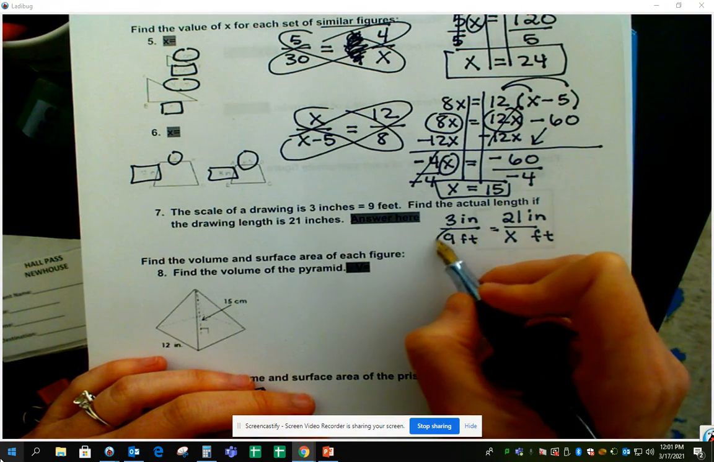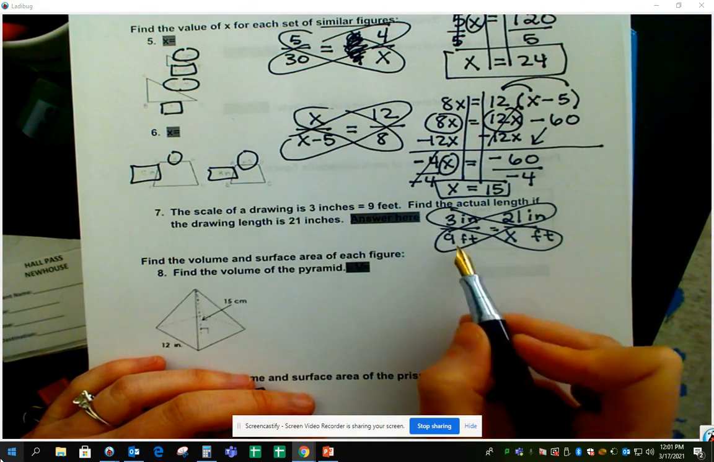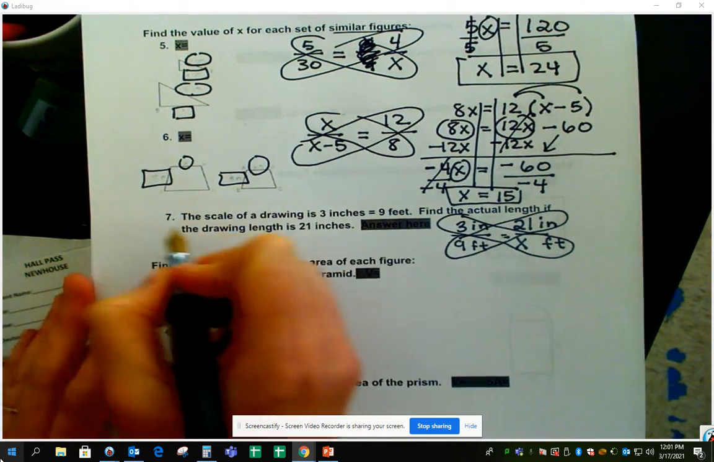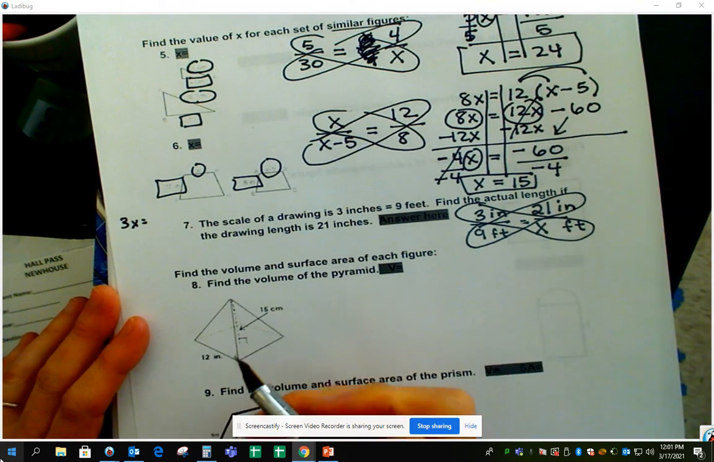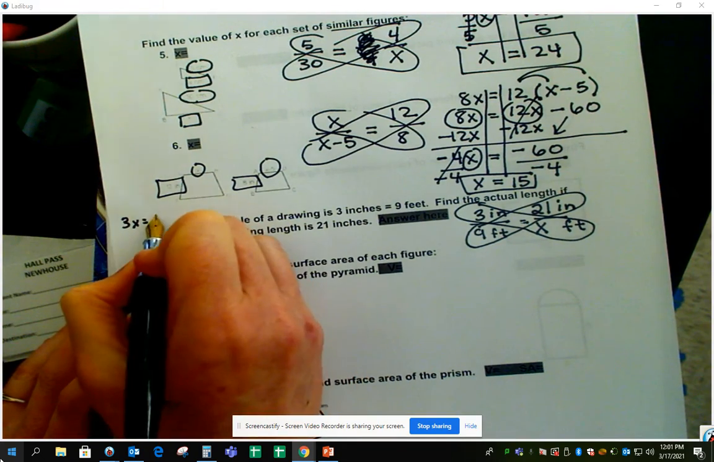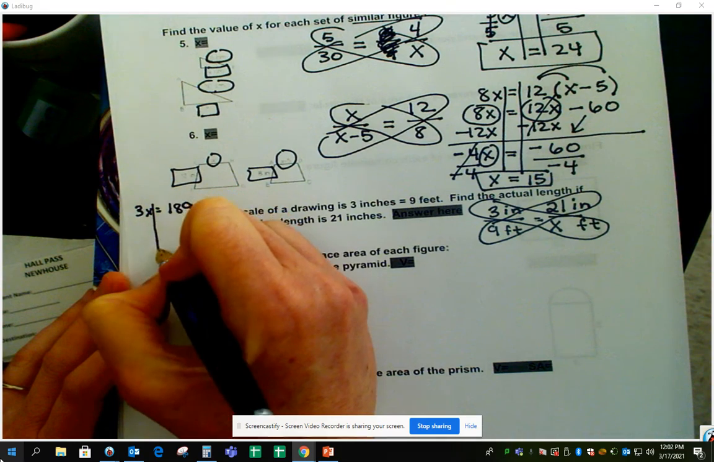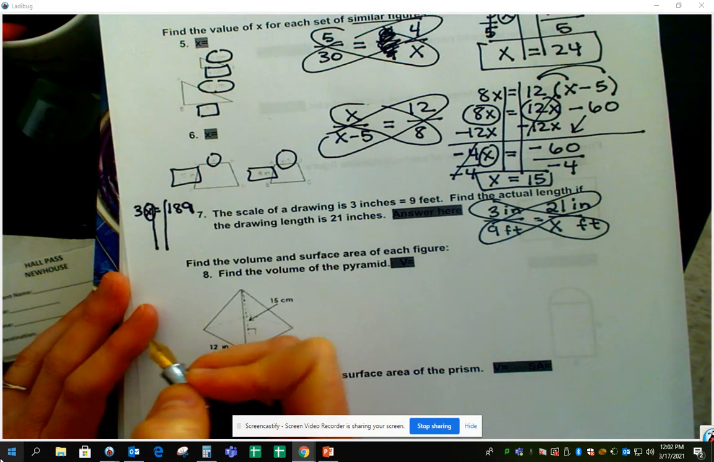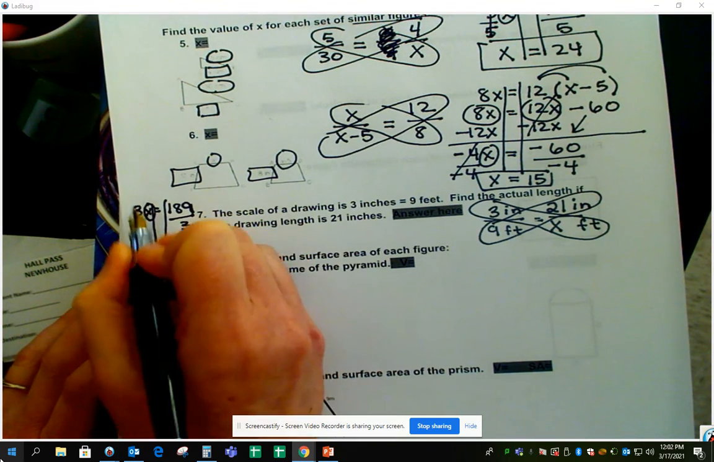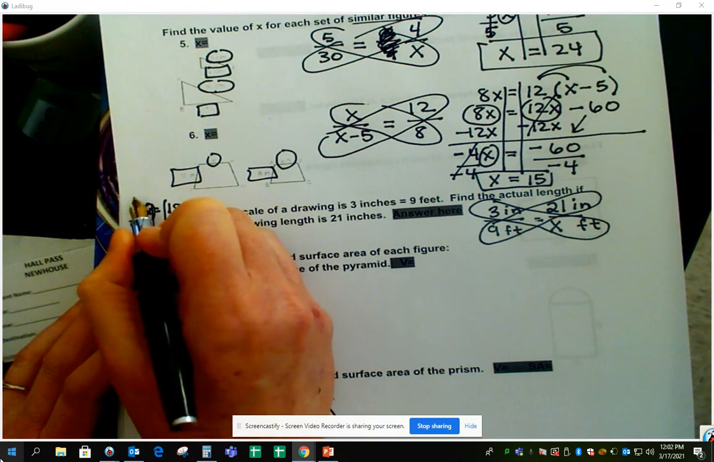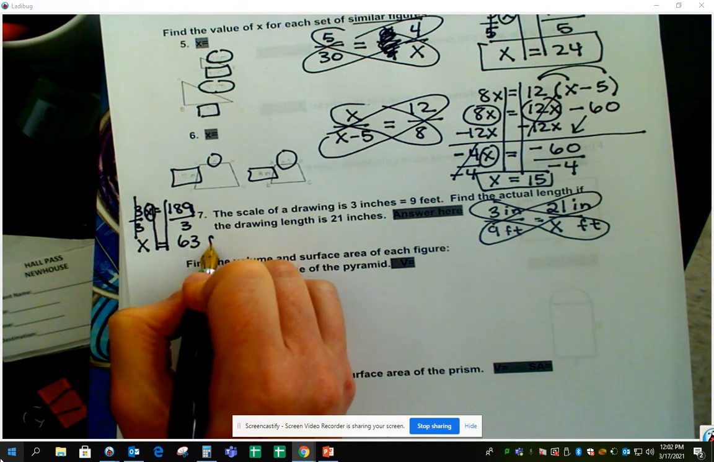Okay, then I just cross multiply. You don't have to worry about my units when I'm doing that. So 3 times x is, I'll do it over here, 3x. And then 9 times 21 is 189. Okay, now we're going to solve for x by dividing by 3. So x will equal 189 divided by 3, which is 63 feet.